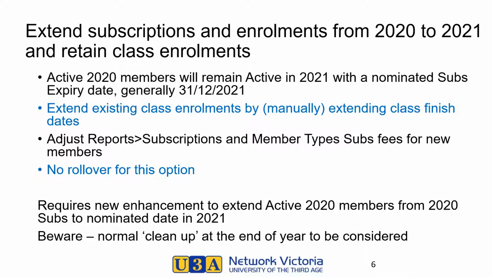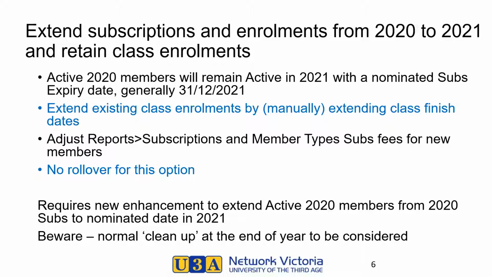Another option here is to extend subscriptions and enrolments from this year into next year and retain class enrolments. Now, this is a lot more work. And if you can get away with just doing the previous discounted fee, then good. But the principle here is an active member this year will remain active into 2021 with a nominated subs expiry date, and most likely it's going to be the end of 2021, 31st of December 2021.